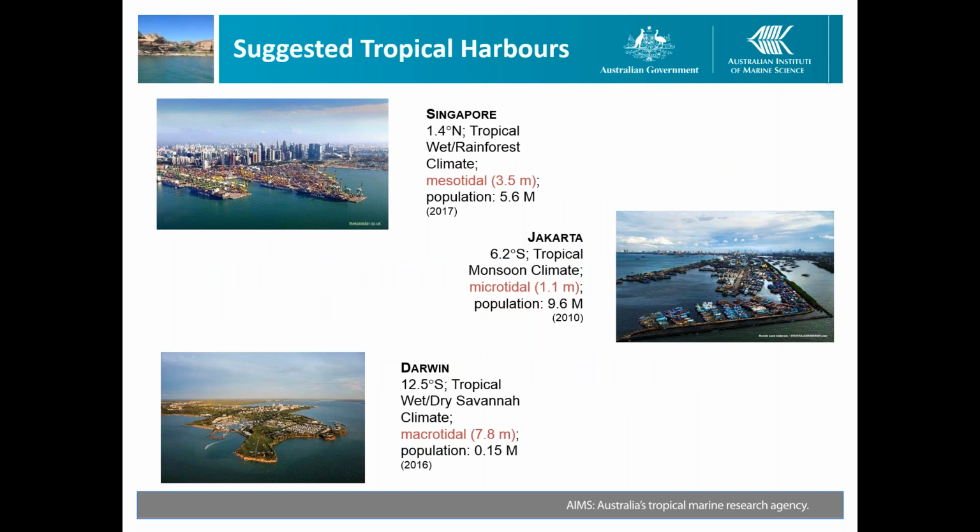My initial suggestion for harbour study sites are these 3, Singapore, Jakarta and Darwin. They offer a very useful spread of tropical climate types. They have quite different tidal ranges, and they certainly have different population pressures. Of course, the project in its later stages can be extended to other relevant harbours within WHP.